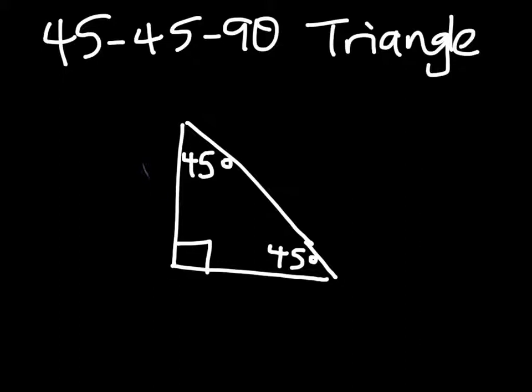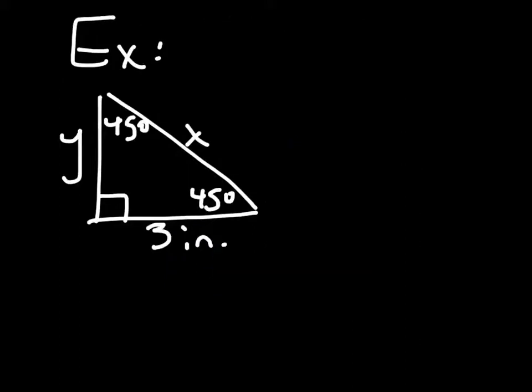So what that does is our two legs of our 45, 45, 90 triangle are what we call x. They're going to be the same value. And the hypotenuse is that same value times the square root of 2. So that's our special right triangle that's 45, 45, 90. The two legs are the same length, and the hypotenuse is that length times the square root of 2. Let's look at an example of how this works.